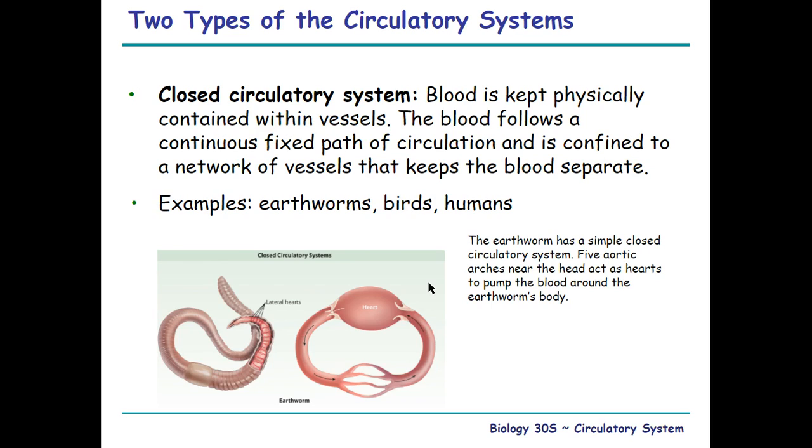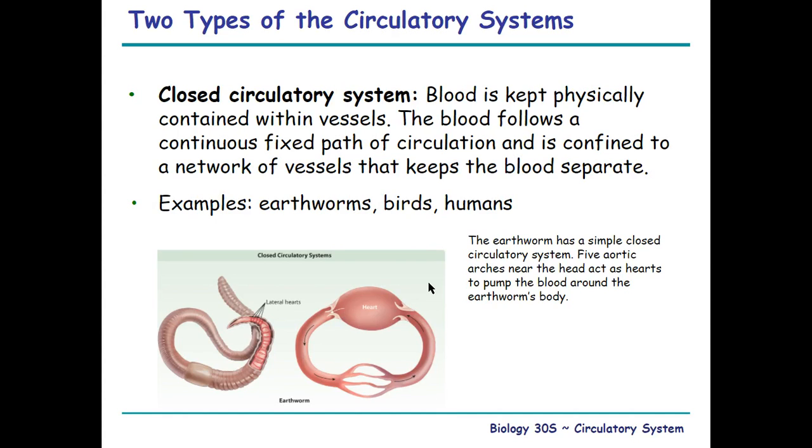The second type is a closed circulatory system. Blood is kept physically contained within vessels. The blood follows a continuous fixed path of circulation and is confined to a network of vessels that keep the blood separate.